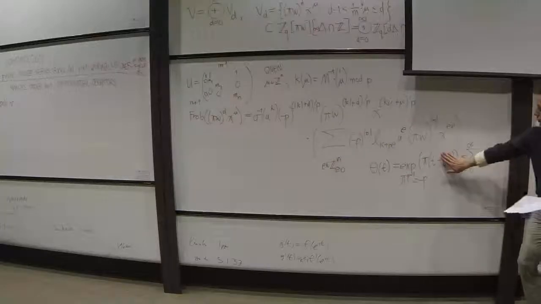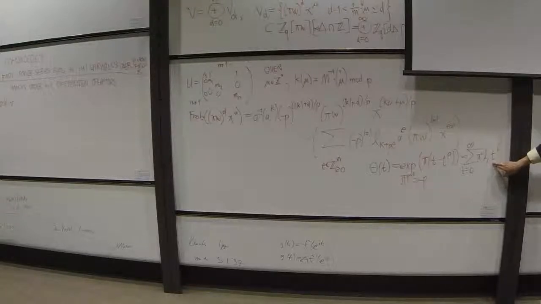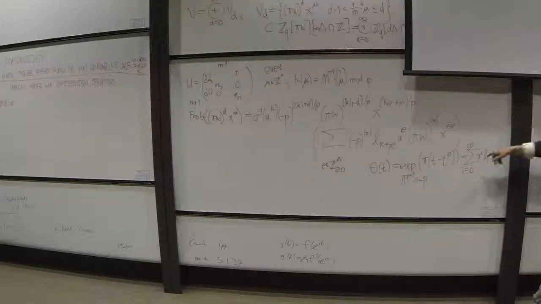So if there was no t to the p here, this would just be the usual exponential function, but there would be p's in the denominator. If you subtract off t to the p, then these coefficients are actually always in Zp, but the power of this pi that shows up, which is necessary to get the splitting, tells me that these li's actually live in Qp, necessarily. So these are just given by factorials.